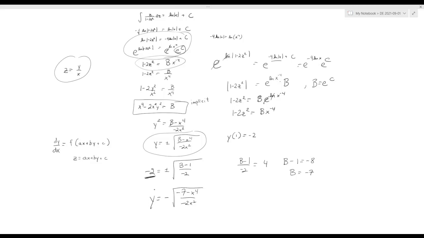Yeah, so the square root function always returns a single value for an input, right? By definition, the square root function of real numbers returns a non-negative value. So since y is initially negative, we have to explicitly include that negative. The square root always returns a non-negative number.